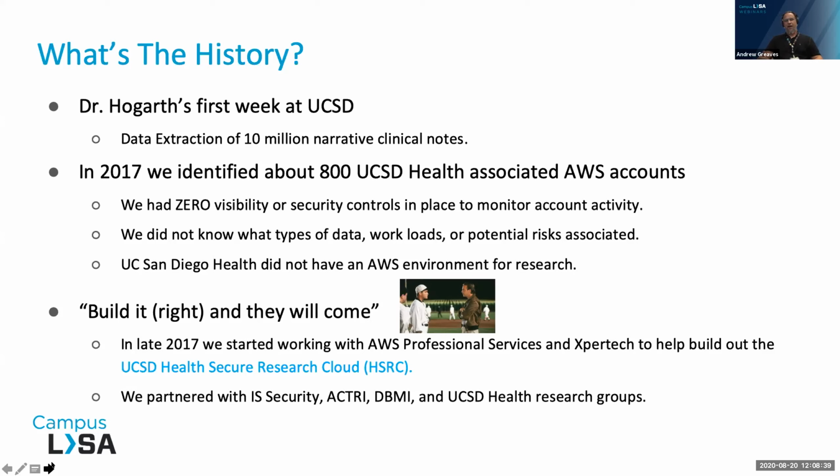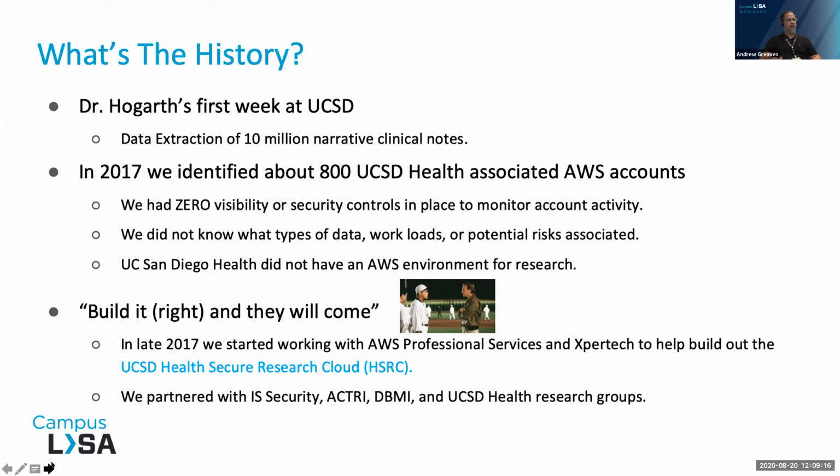So that being a giant red flag, one of the things that came out of it was that we also didn't have an environment to put them into in AWS. Now, it's not that we didn't have HIPAA compliant areas where people could do research, but one of the advantages of AWS is all the service availability and the scalability. So we met with AWS in late 2017, and we engaged their professional services along with Xpertech to help build out what we are now calling the UCSD Health Secured Research Cloud.